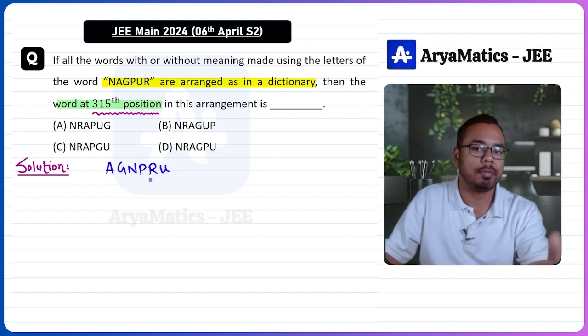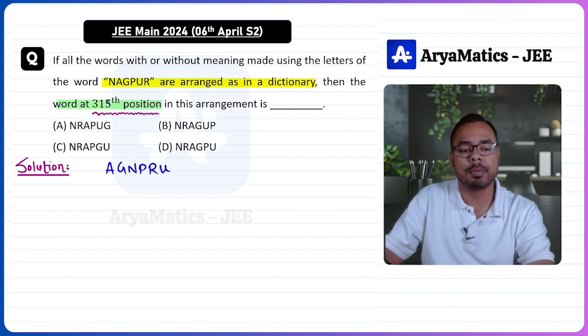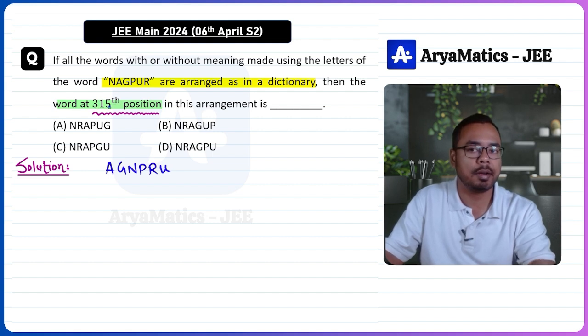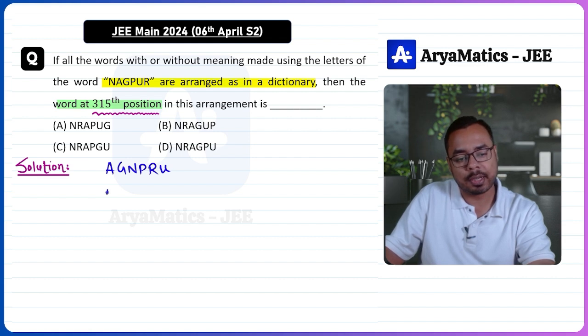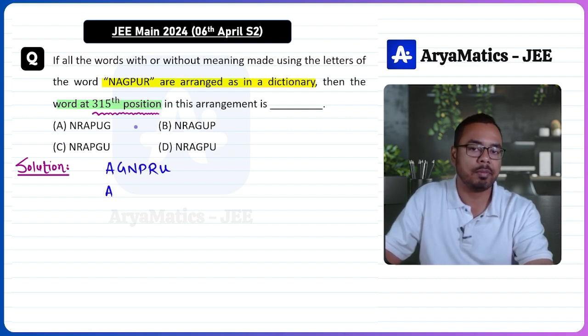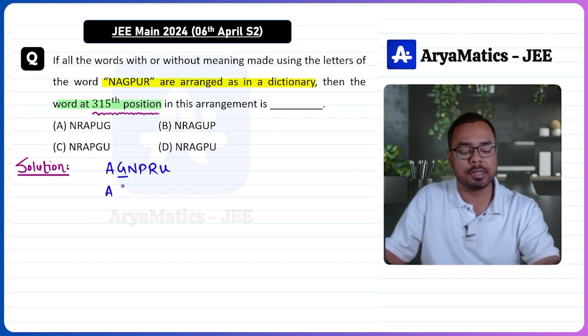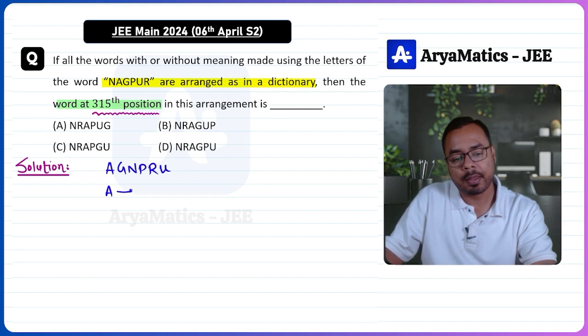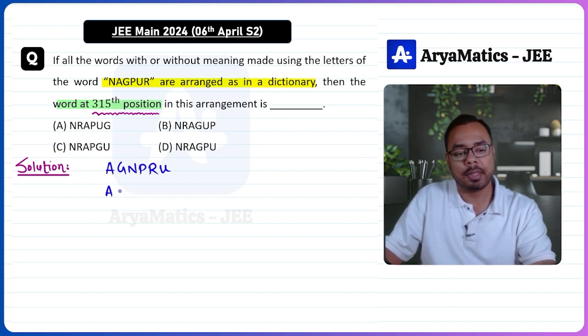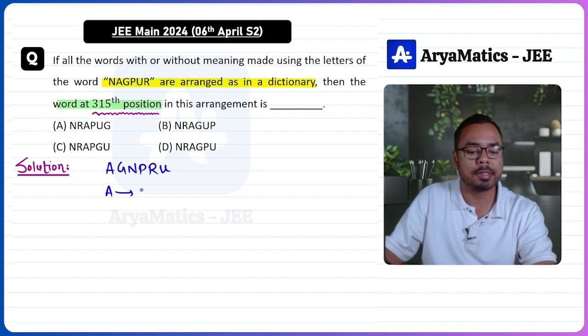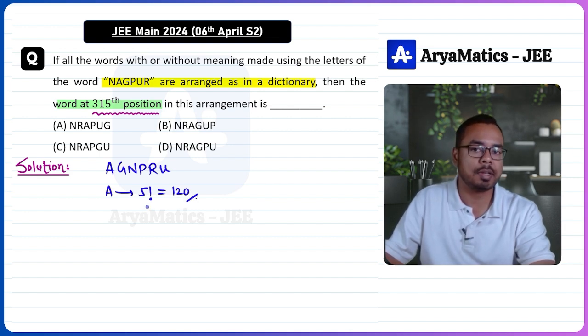Similarly, the second word will be A, G, N, P, and then just interchange these two. So in that manner, if you write all the words in alphabetical order, the problem is which word will come at the 315th place. So first let us find all the words starting with letter A, right? First we'll have words beginning with letter A. Then after that you'll have words starting with letter G and so on. So with A fixed on the first place, you have 5 letters, all of them distinct. That means by arranging those 5 letters, you can create 5 factorial, that is 120 words. So the first 120 words will be starting with letter A.